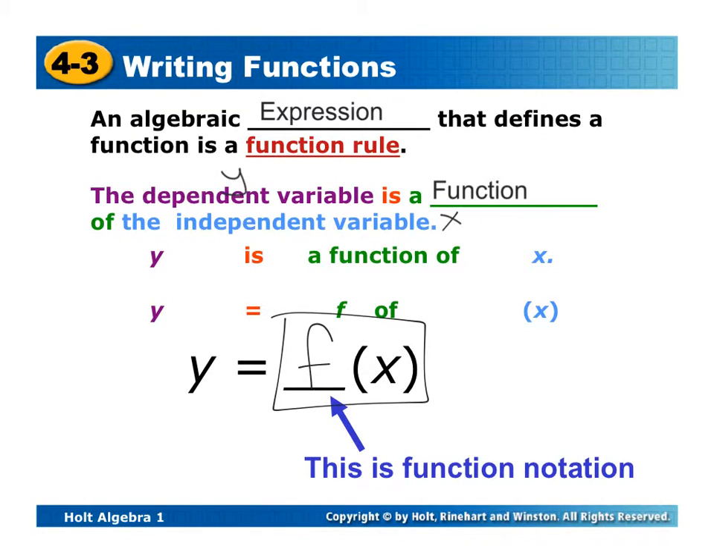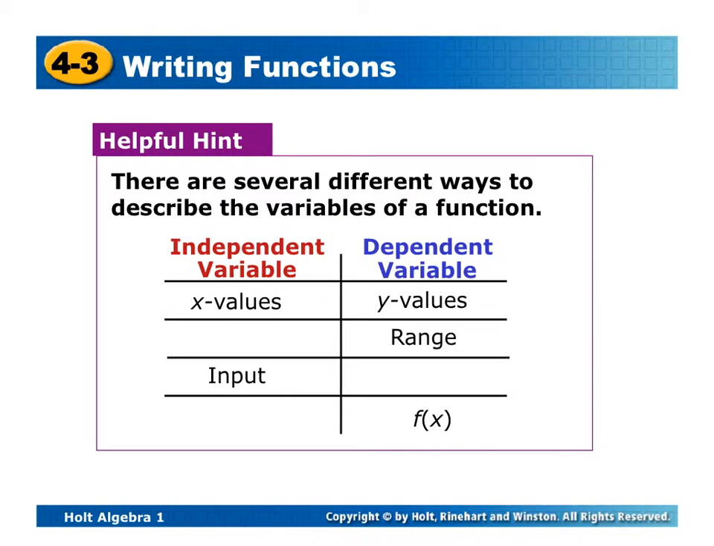And the reason we do that is as you get into higher math, you start seeing multiple things graphed on the same coordinate plane, and they can use different variables instead of f to name the different functions. Now there's been a lot of vocab in the last lesson and this lesson, so just remember there are several different ways to describe the variables of a function. So your independent variable could be an x value, whereas your dependent variable would be your y value.